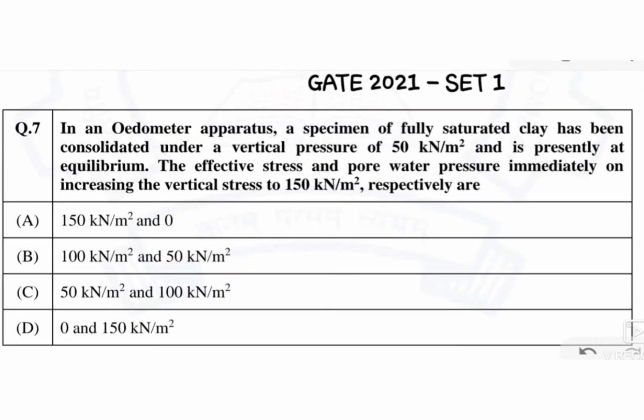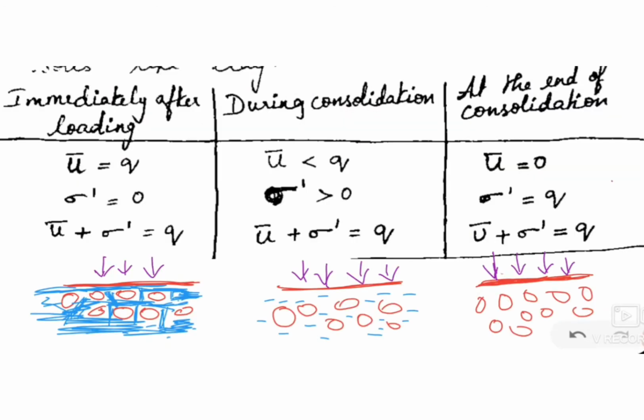Okay. In the year 2021, in the set 1 GATE question, it was asked: in an Oedometer apparatus, a specimen of fully saturated clay has been consolidated under a vertical pressure of 50 kN per meter square and is presently at equilibrium. The effective stress and pore water pressure, immediately on increasing the vertical stress to 150 kN per meter square, respectively are? To answer this question, we must understand what is happening in the consolidation process.